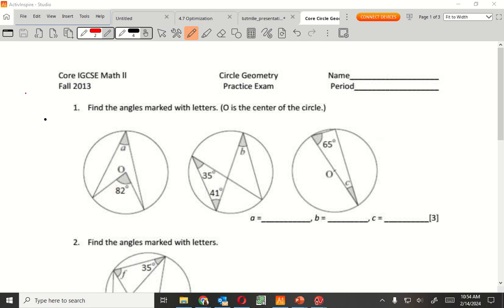Anyway, alright, so we're going to go over the review for the test. Now, we're going to go item by item, and I'm going to try and use some of the stuff that you have in your notes already. So, for this first one, we're trying to find A, but I'm going to use this right here. Can someone tell me what type of angle that one is there?